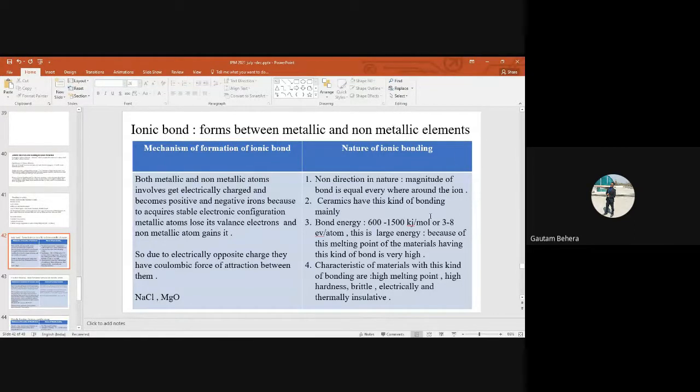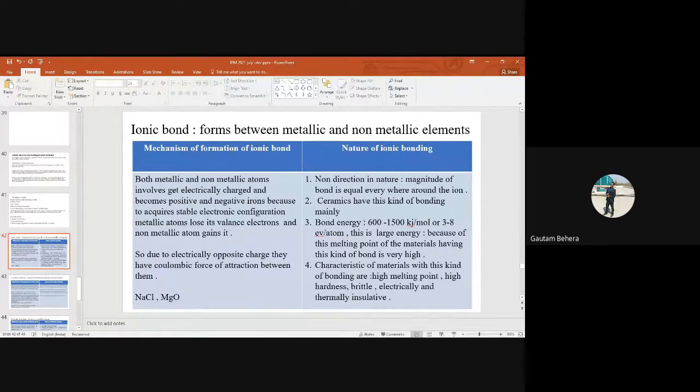Fine. And the thing is, ceramics have this kind of bonding. If you look into the ceramics, we have three kinds of material: metals, polymers, and ceramics. Ceramics basically have this kind of bonding, right?